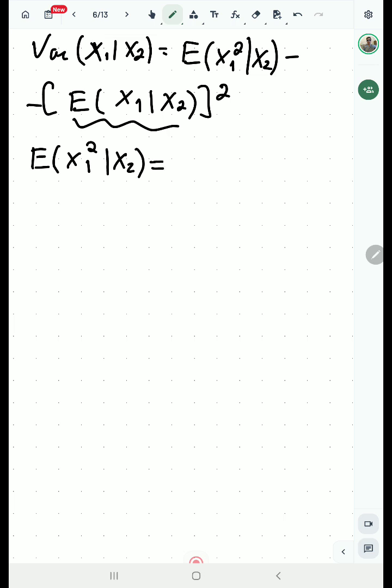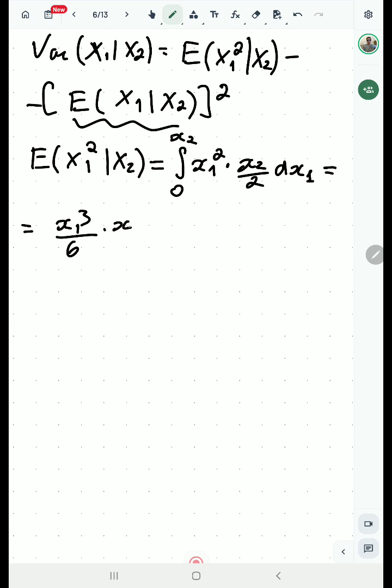And how can we find that? We want to find the expectation of x1 squared, so x1 squared should come under the integral sign. We have to multiply by the conditional density, which is x2 over 2, isn't it? And then we are integrating over x1, from 0 up to x2. If you evaluate this integral, it's going to give you x1 cubed over 6 times x2, evaluated within these limits.